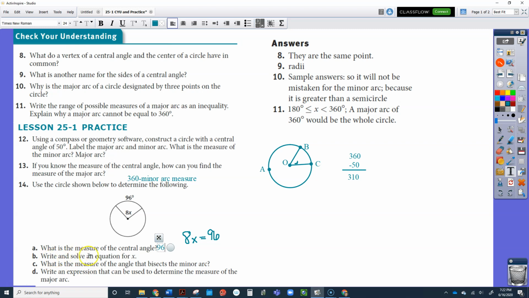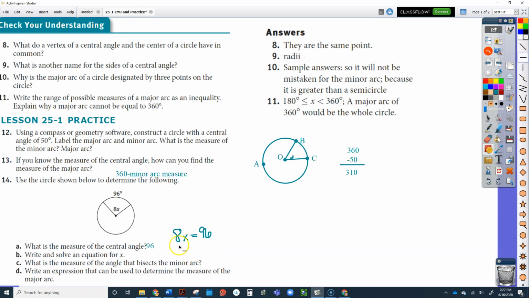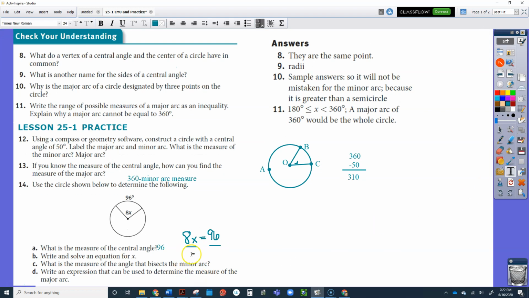It says write and solve an equation for x. I already wrote that before, and to solve it, what are we going to do? We are going to divide both sides by 8, here and here. And I believe that comes out to be x is equal to 12.